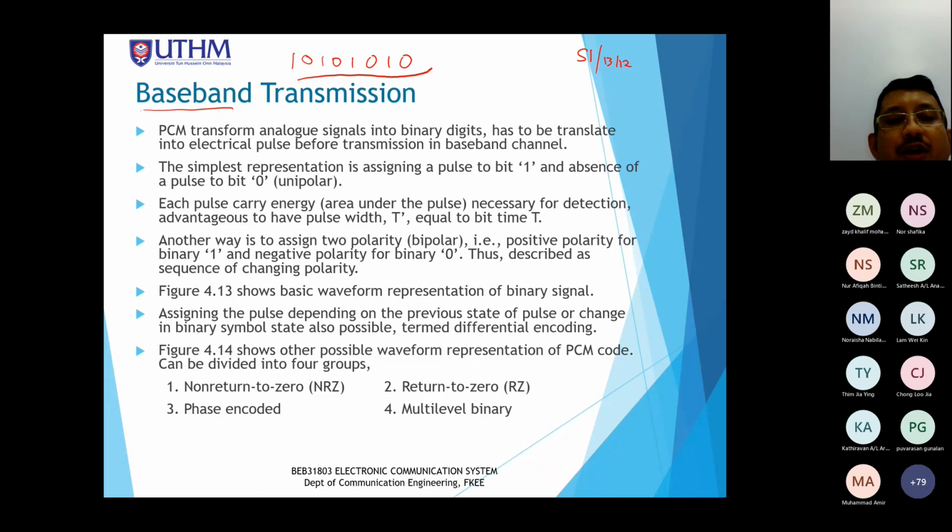Now we want to convert the digital code word into digital pulses. How do we convert that? We can use line coding. Line coding is part of the channel coding. There are many types of line coding: non-return to zero, return to zero, phase encoded, multi-level binary, and so on.